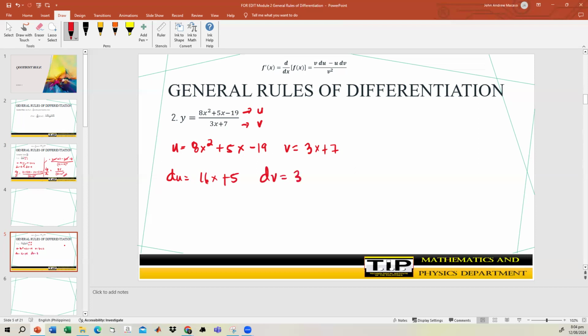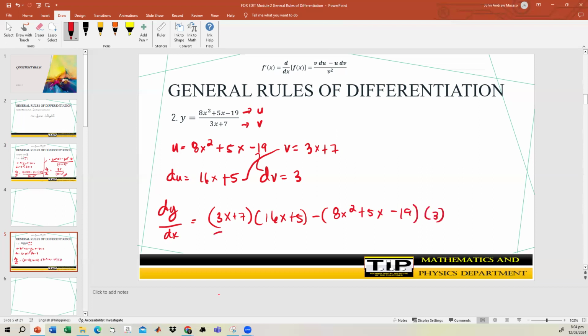Then after that, you will apply now the formula. So this will lead to dy over dx being equal to, what? That's v du. So this will lead to 3x plus 7 times 16x plus 5, minus u dv. So that's 8x squared plus 5x minus 19 times 3. And don't forget the denominator, that's v squared, so that's 3x plus 7 raised to 2.